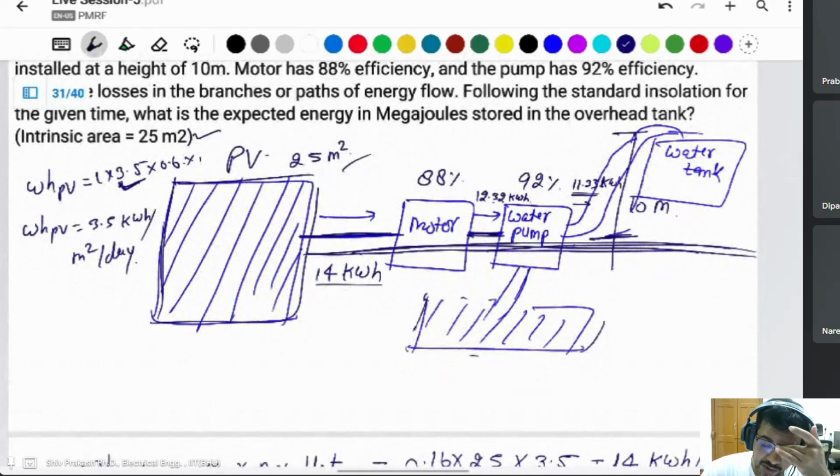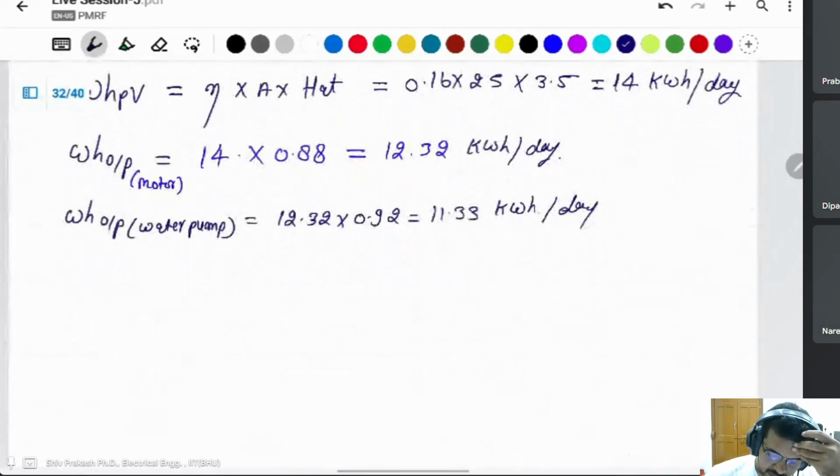Next, how much energy is stored in a water tank? It is also given that the losses in the transmission line are 0. That means the same energy, 11.33 kilowatt hour, is transferred to the water tank. But it is asking in megajoules, and our estimation is in kilowatt hour. Then we should convert this much energy into joules.